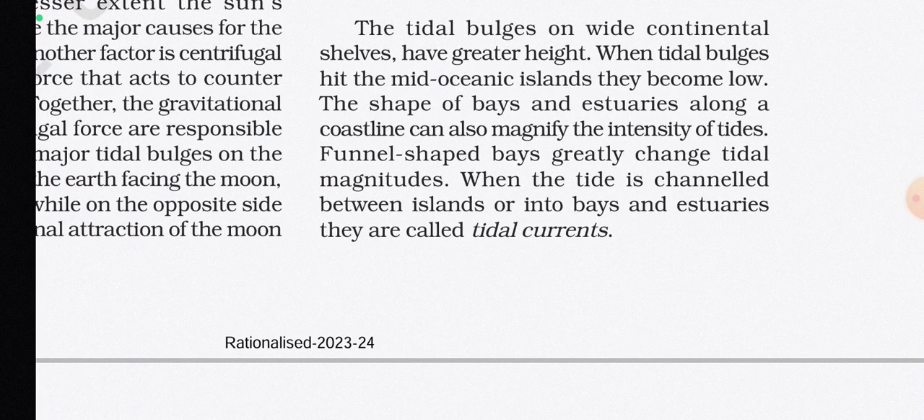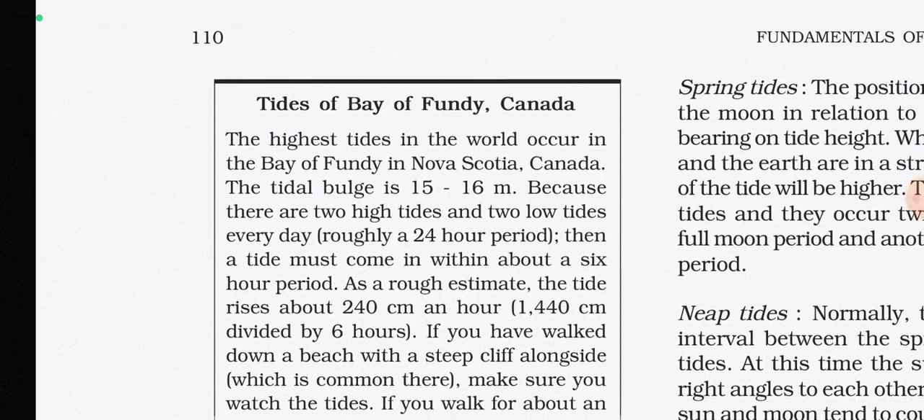The tidal bulges on wide continental shelves have greater height. When tidal bulges hit and meet oceanic islands, they become low. The shape of bays and estuaries along a coastline can also magnify the intensity of tides. Funnel shaped bays greatly change tidal magnitude. So when the tide is channelized between islands or into bays and estuaries, they are called tidal currents.